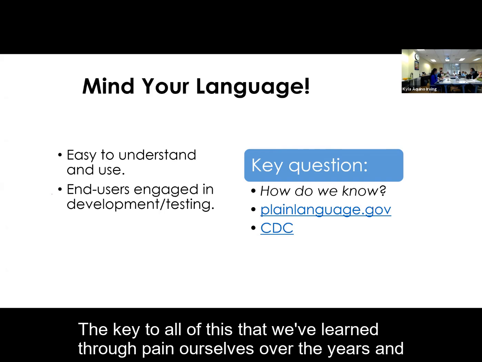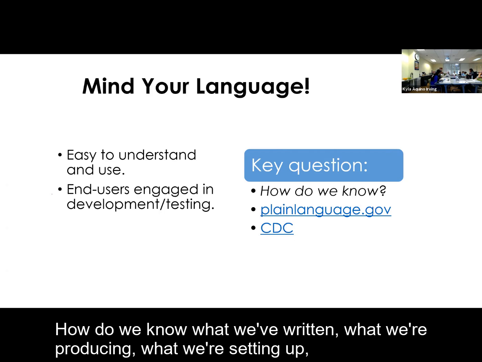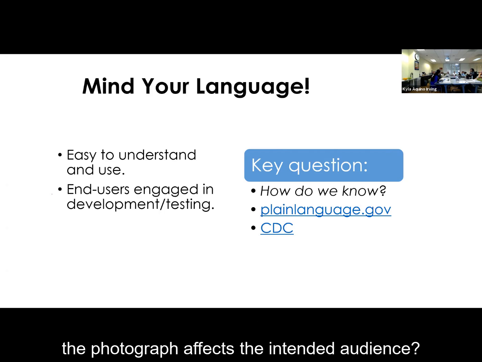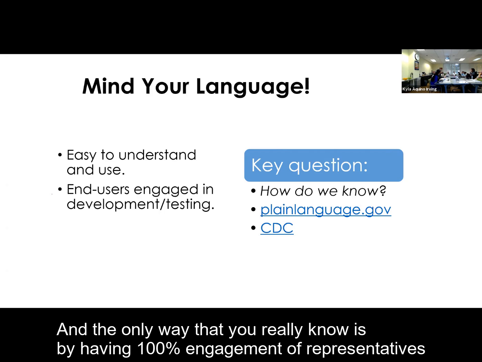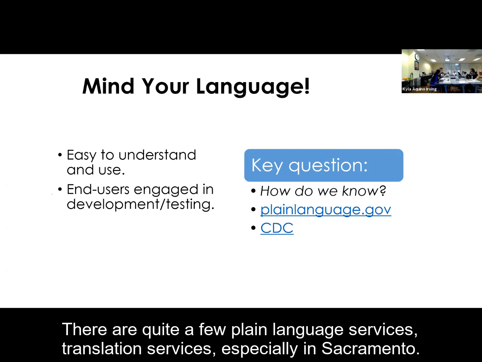The key to all of this that we've learned through pain ourselves over the years, and still make mistakes, is the one question: how do we know? How do we know what we've written, what we're producing, what we're sending out, the photograph, affects the intended audience? And the only way that you really know is by having 100% engagement of representatives of your intended audience in all steps of development.